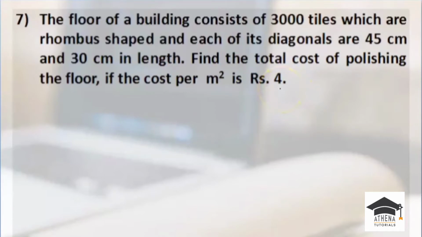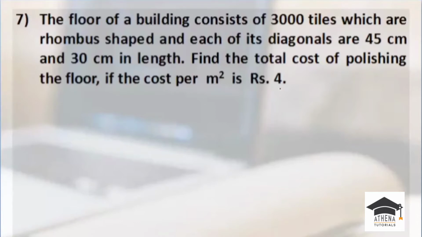In this question, they are saying that there is a floor in a building and the floor consists of 3000 tiles and the tile is of shape rhombus. The diagonals of rhombus shaped tiles are 45 cm and 30 cm in length. We need to find the total cost for polishing the entire floor if the cost per meter square is rupees 4. So, to find the total cost, we need to know the total area of the floor. Right? Then only we can get to know the total cost.